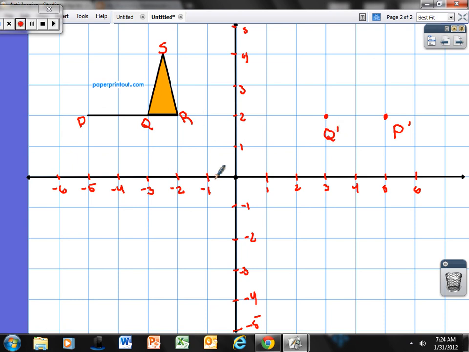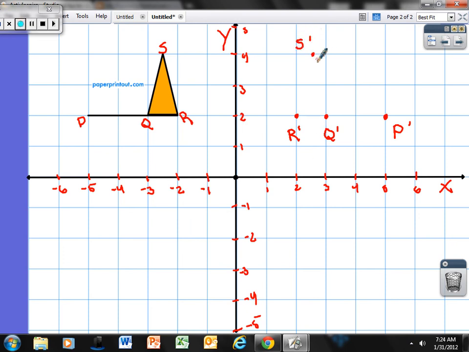R is at -2, 2. R prime would be at +2, 2. So there's my R prime. Okay. Now here's a tricky one. S is in between. S is really at, what is that, -2.5, 4. I reflected over the y-axis. There's my y-axis. There's my x-axis. Reflecting over the y-axis, it would be +2.5, 4. And that's going to be called S prime.